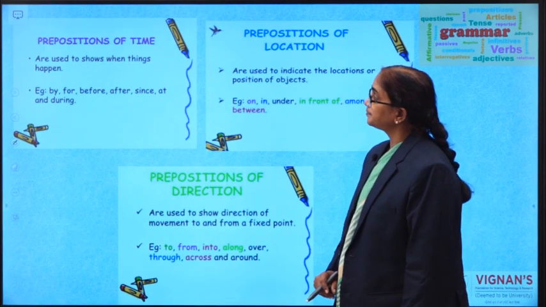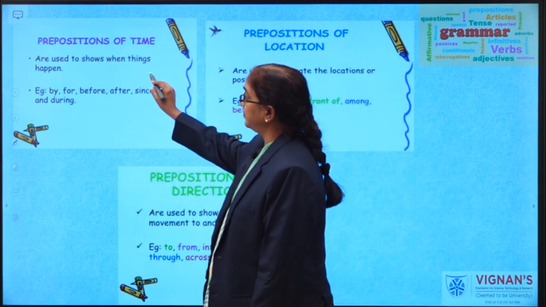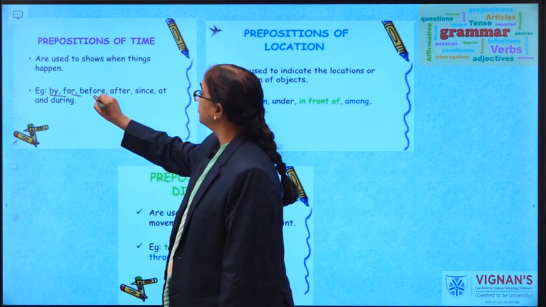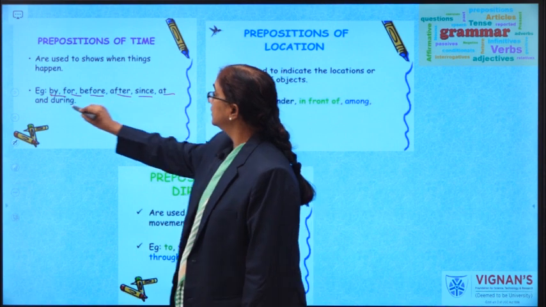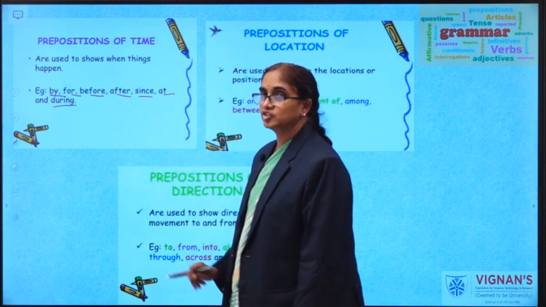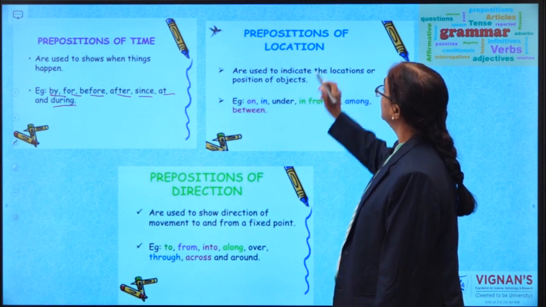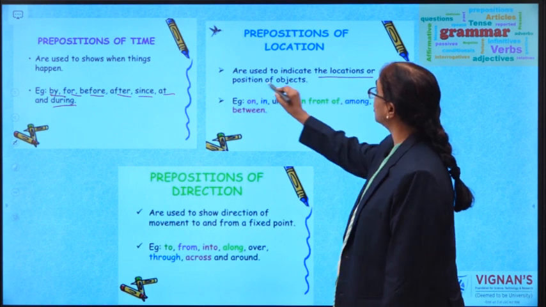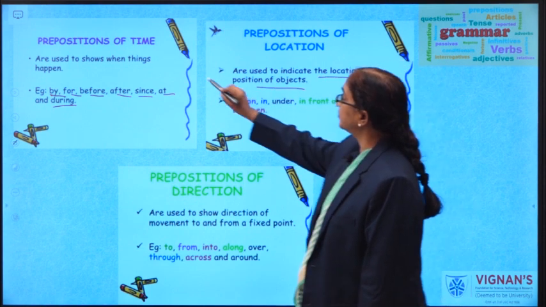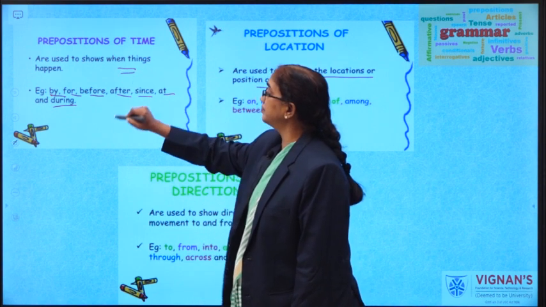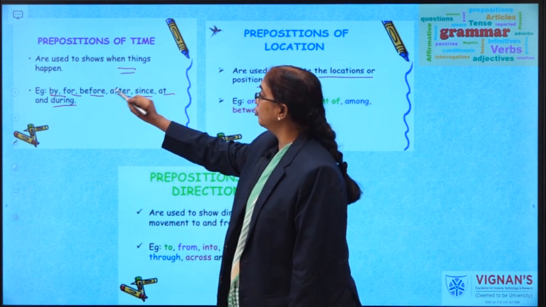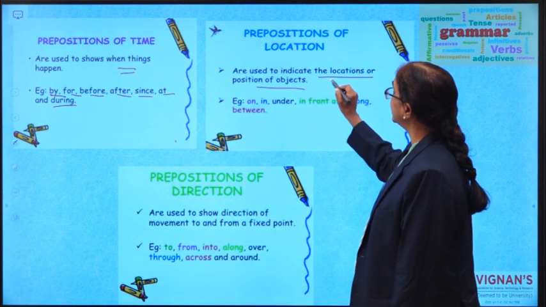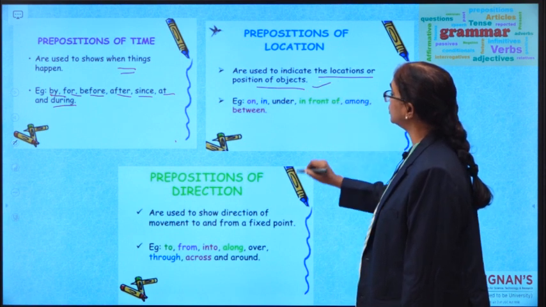Now, look at the prepositions of time. You can see that prepositions like by, for, before, after, since, at, in, during, all these are prepositions of time. They indicate the time. Prepositions of location, let us look at some examples. They indicate the locations or the position of the objects. And here prepositions of time indicate when something happens: by, for, before, after, since, at, during, and so on. Prepositions of location indicate the place or the position of the objects.